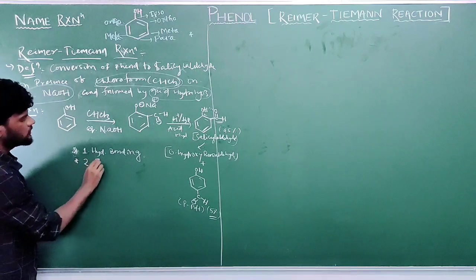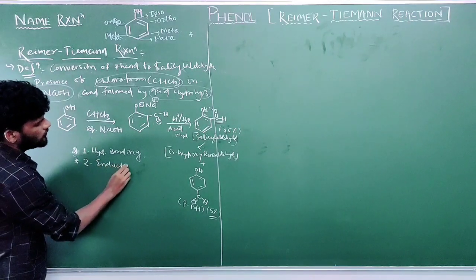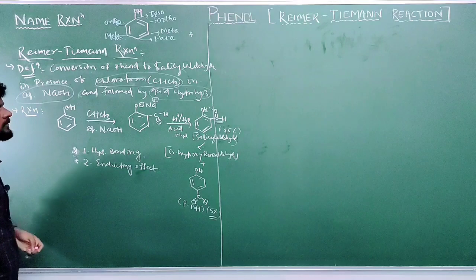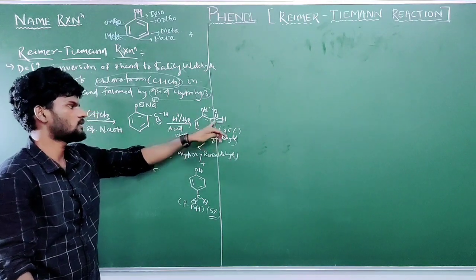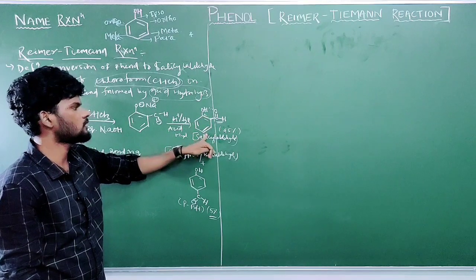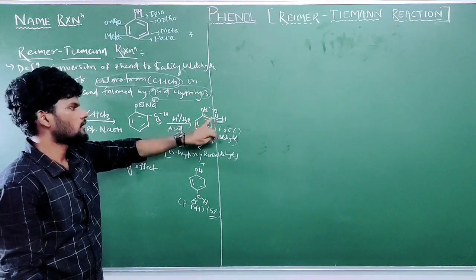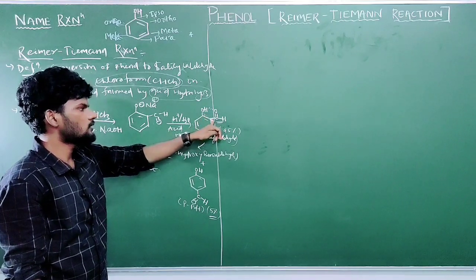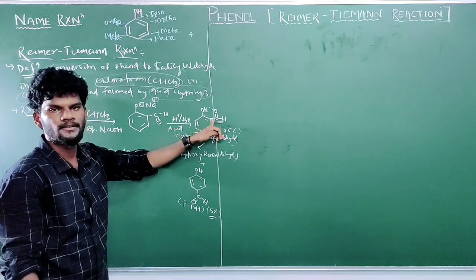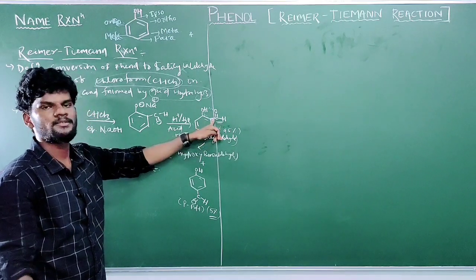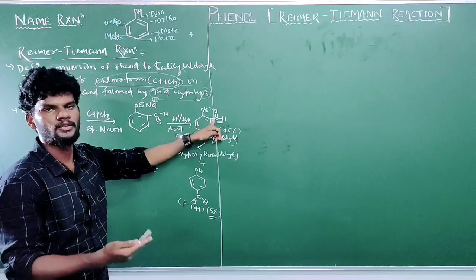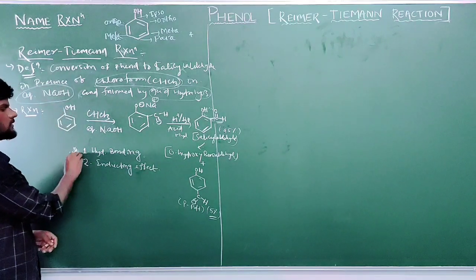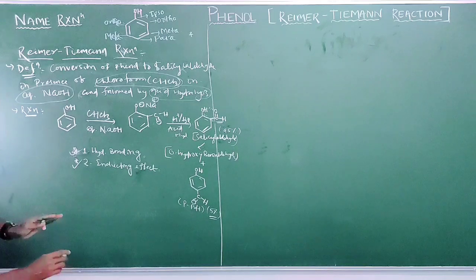Second reason is inductive effect. All of you know inductive effect: as distance increases, inductive effect decreases. What it means: the ortho position is near to the OH group, and the para position is far away from the OH group. So the ortho position has higher electron density than the para position. Higher electron density means high nucleophilicity. This carbon is highly nucleophilic toward the electrophile, that is why ortho product is the stable product. First reason hydrogen bonding, second reason inductive effect. All of you understood?